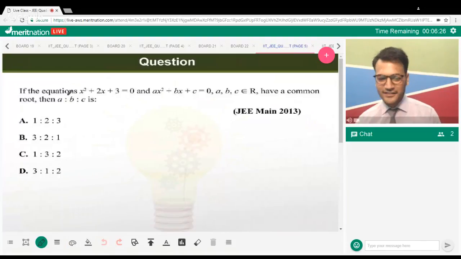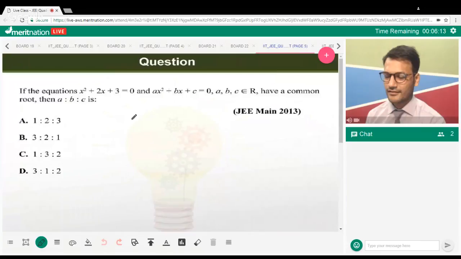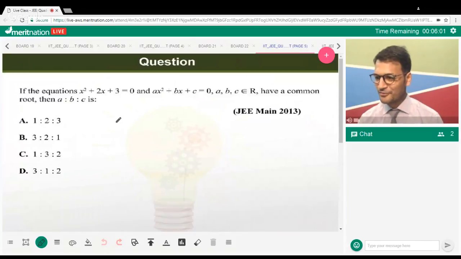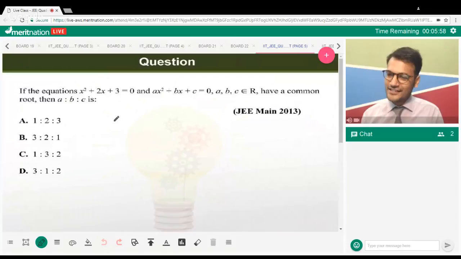Okay, last question of the day, guys. If the equations this and this have common roots, then a is to b is to c is what? What do you think the answer to the question would be? Very good, Tasneem. One is to 2 is to 3, and this is quite simple. Look, such questions also appear in JEE, JEE Mains especially. So you can probably boost your confidence after solving these questions.